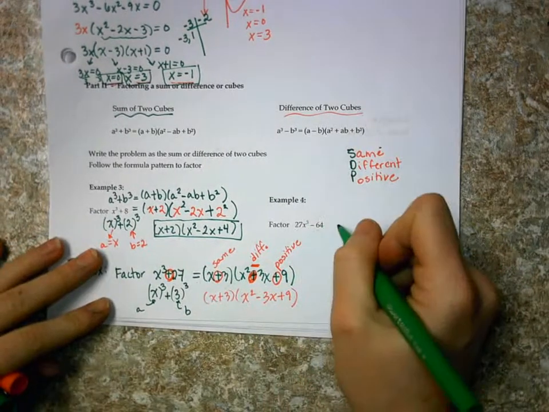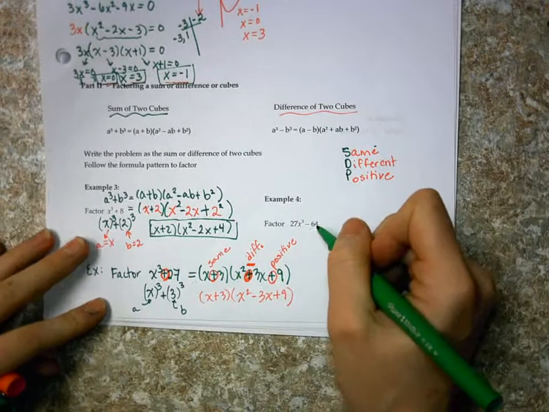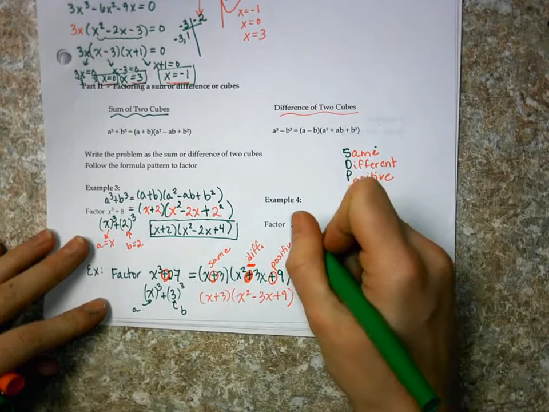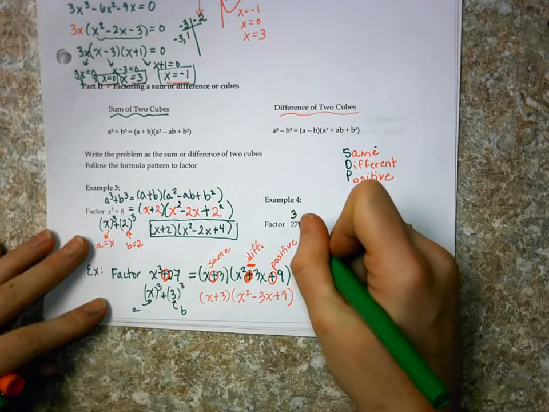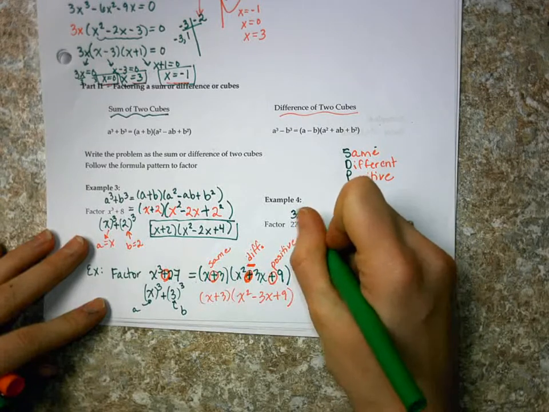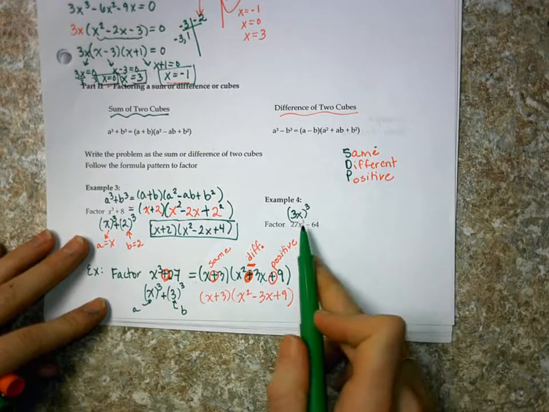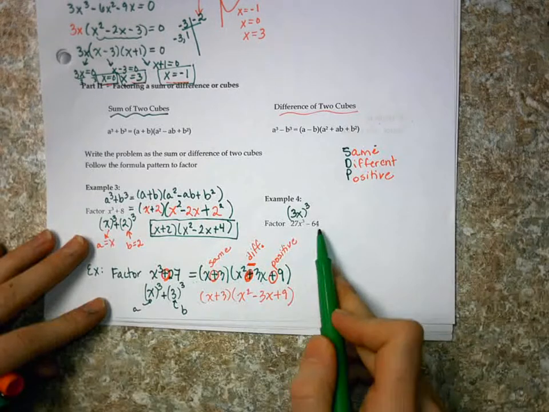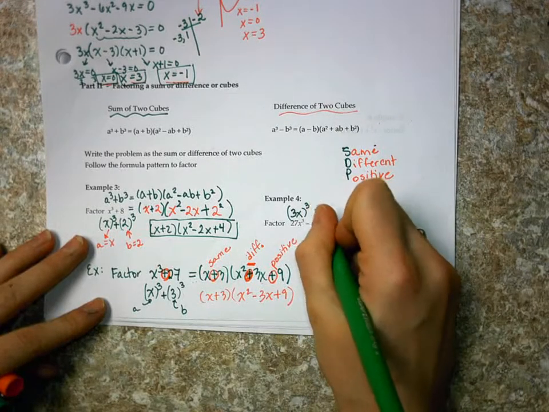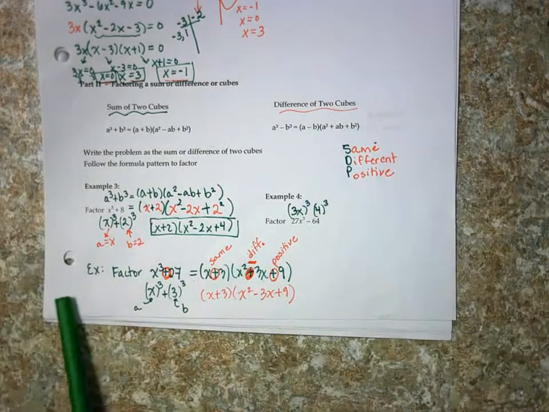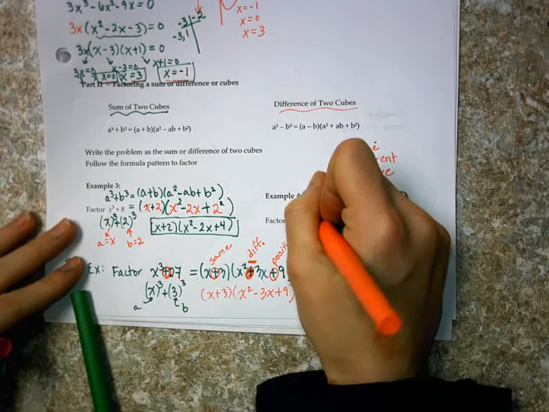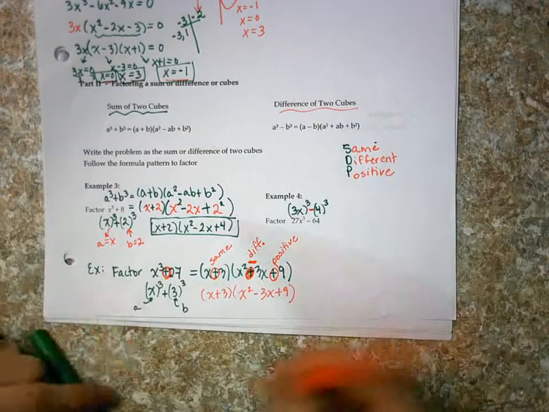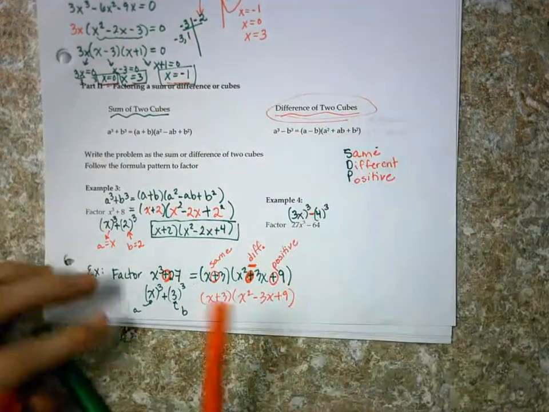Okay, looking at this factoring, first thing we have to ask is which two cubes are we working with? 27 is the result of 3 cubed, and x cubed is the result of x cubed. So this a term would be 3x. The b term, looking at 64, it's the result of 4 cubed. Now look at the sign, it's a minus. So now we're working with the difference of two perfect cubes.